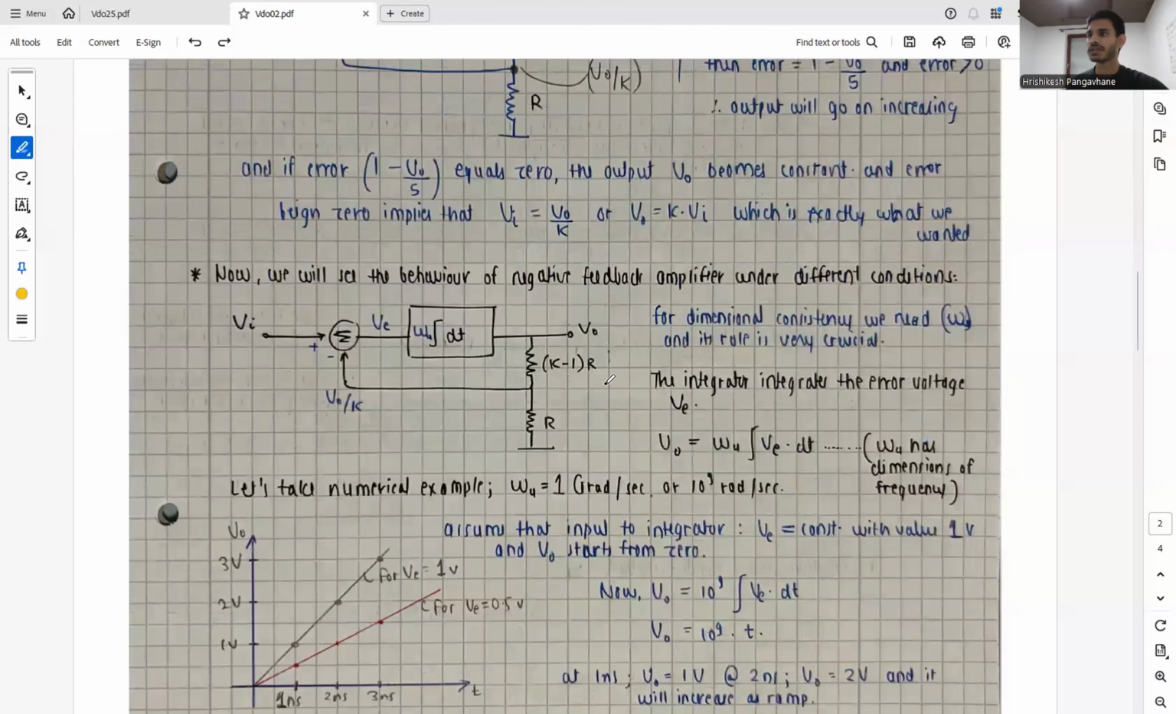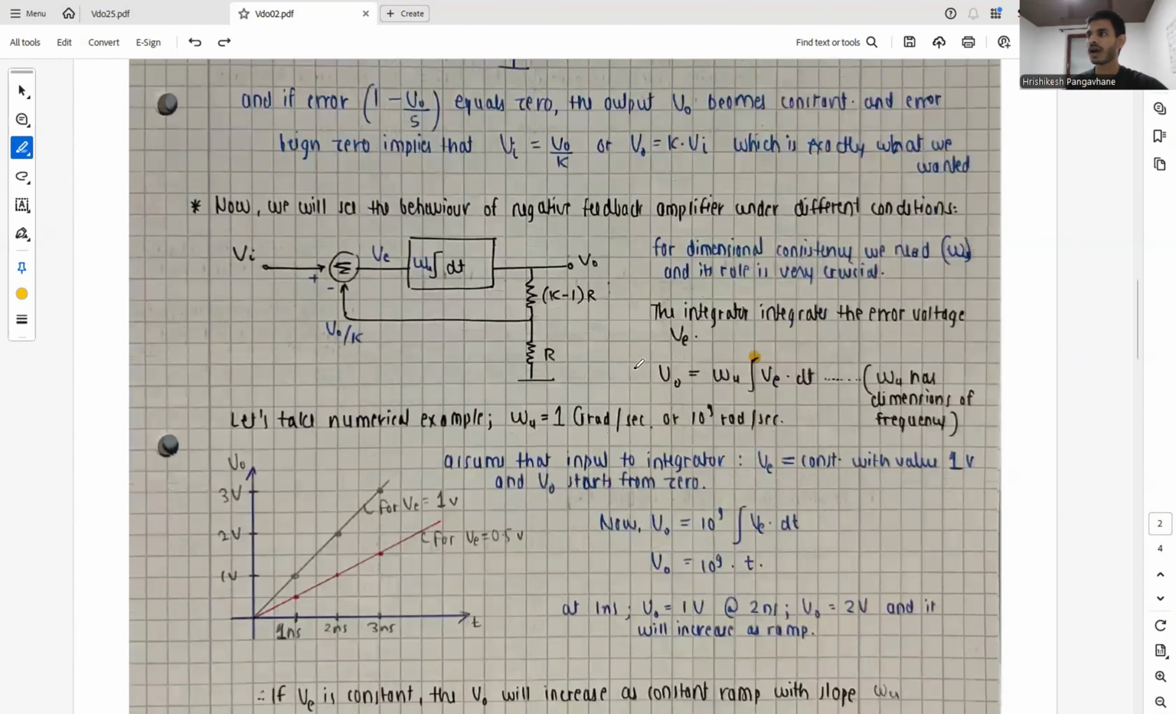For dimensional consistency, we need to add this factor omega u, and its role is very crucial, and we will see it in our upcoming concepts and topics. So we have our negative feedback loop over here with a resistive divider for V naught by K in feedback, and the integrator integrates the error voltage VE. Now we can write a function V naught equals omega u times the integration of VE dt, where omega u has dimensions of frequency.